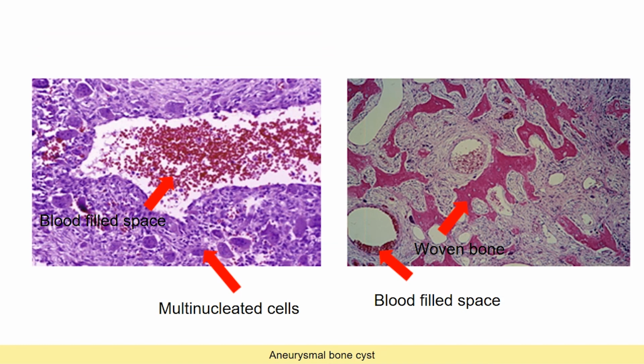So as you can see from these histopath features, there is a blood-filled space with some multinucleated giant cells present at the right corner. And the second picture shows woven bone and also blood-filled spaces.